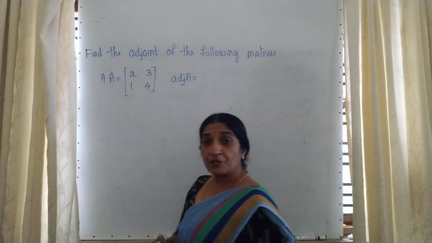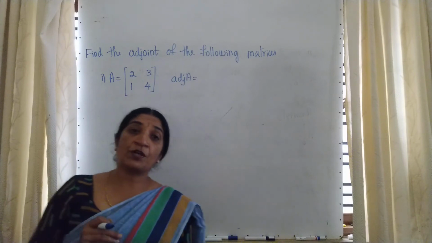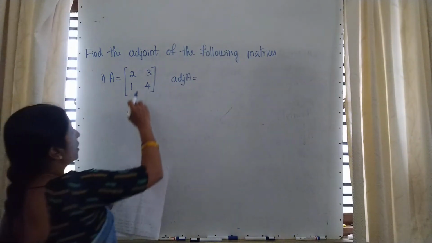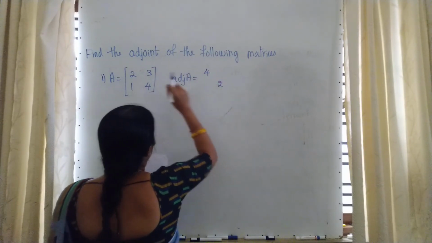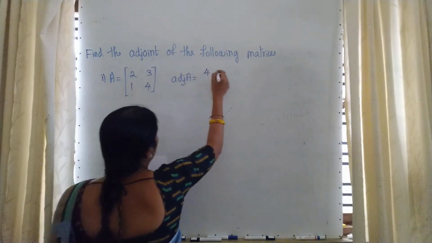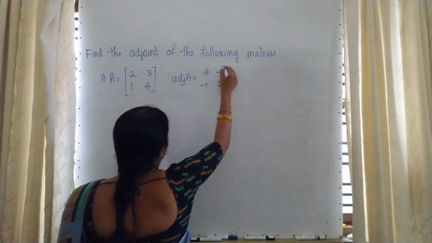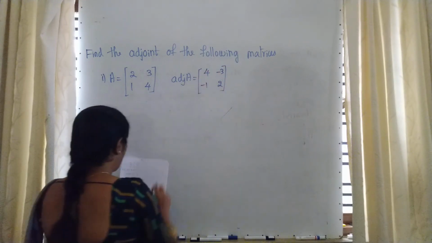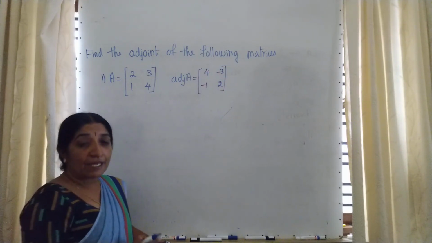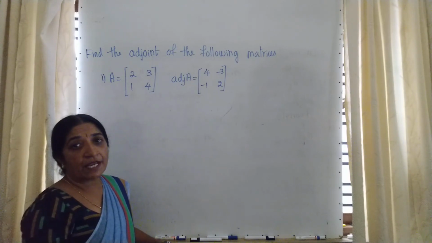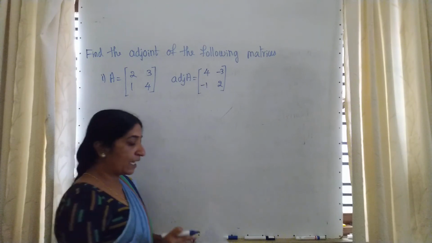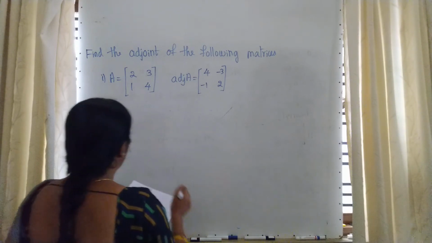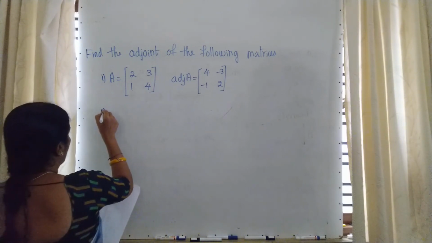When you are writing the adjoint of a matrix of order 2, just interchange the elements present in the principal diagonal and change the sign of non-diagonal elements. Understood? Interchange the elements present in the principal diagonal and change the sign of non-diagonal elements. If it is a plus, make it minus. So I am explaining one more.